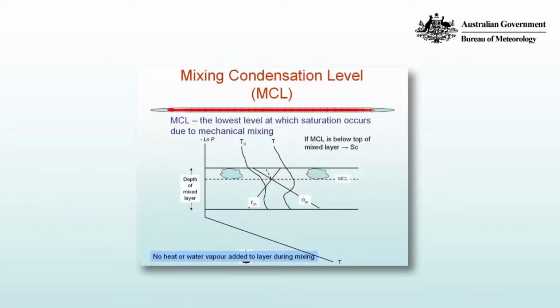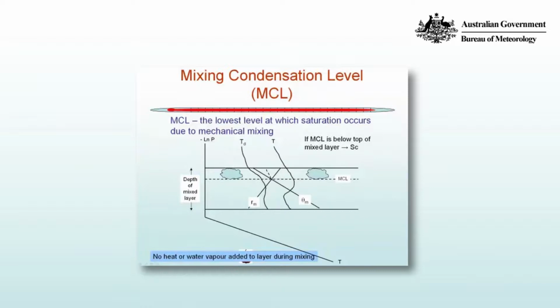In this video we're going to examine a process of mixing which results in a mixing condensation level, or an MCL, and produces stratocumulus cloud. The mixing condensation level, or MCL, is the lowest level at which saturation occurs due to mechanical mixing, so mixing produced by the wind flow.